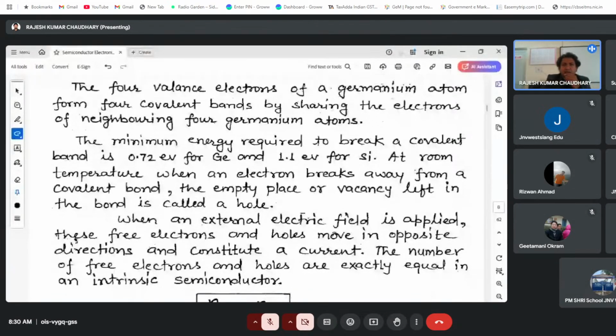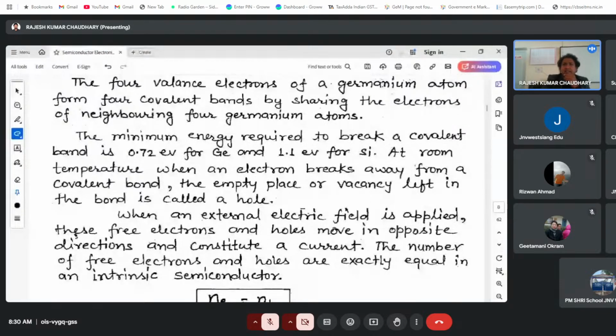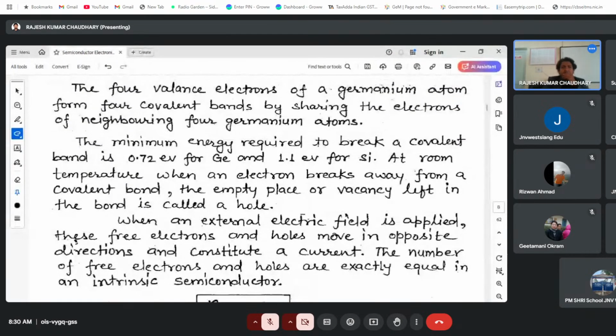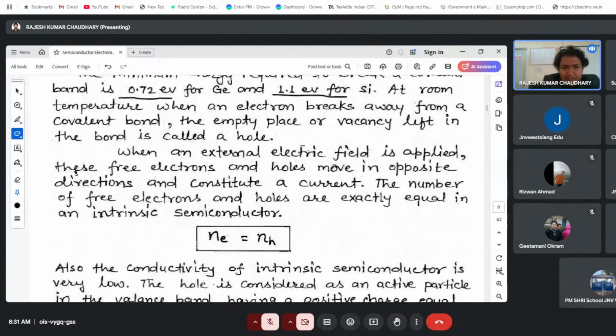So these are the problems related to intrinsic semiconductor. Also, you can say that these are the properties of intrinsic semiconductor. In intrinsic semiconductor, these are the energy band gaps for different semiconductors. The number of electrons is equal to the number of holes. Got it?